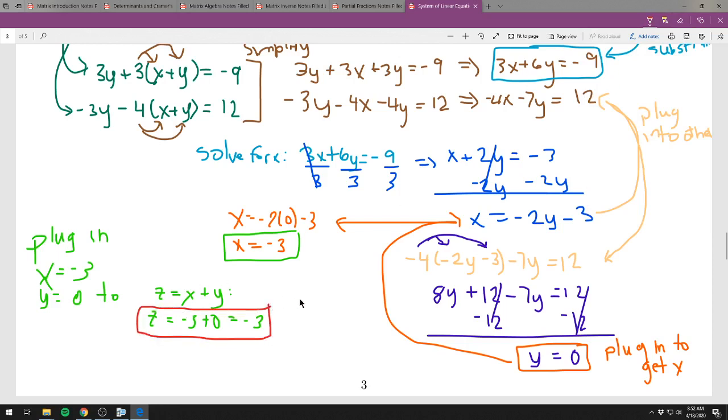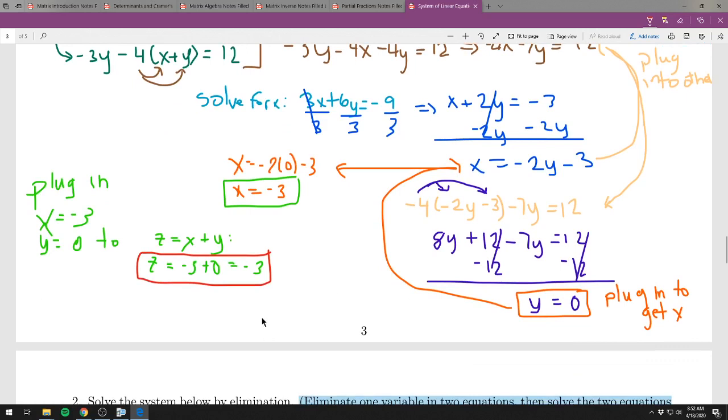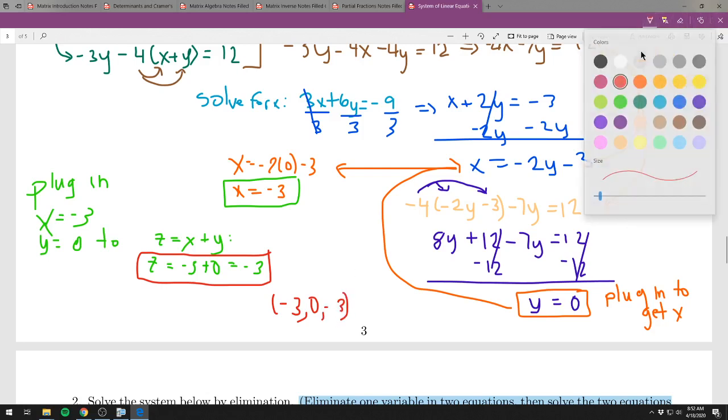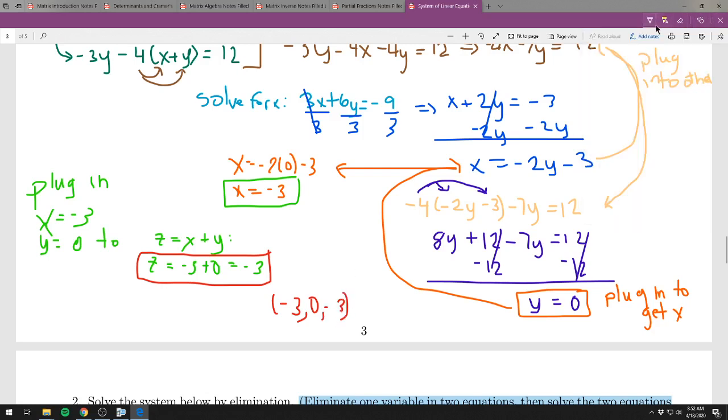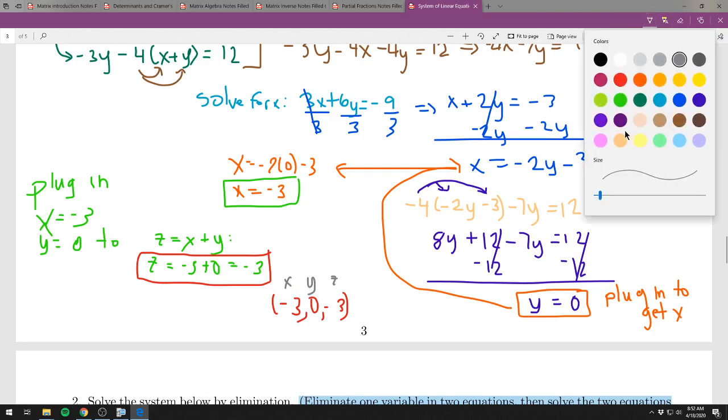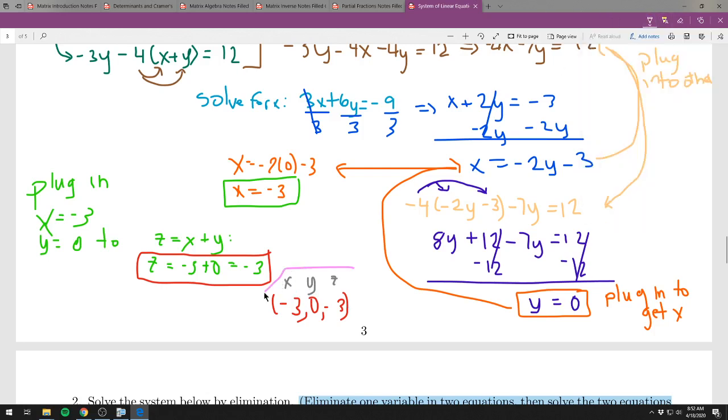And we have our answer finally. We got x is negative 3, y is 0, z is negative 3. If we want to write that, we write x comma y comma z as our ordered triple. And because of the negative 3 here, I'll just remind you, think about the order of the alphabet. X, then Y, then Z.